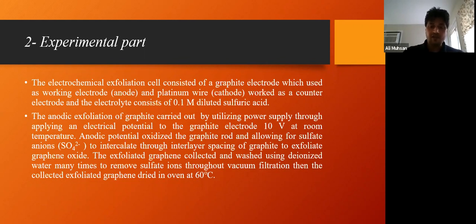The exfoliated graphene was collected and washed using deionized water many times to remove the sulfate anions through vacuum filtration. Then the collected exfoliated graphene was dried in an oven at 60 degrees Celsius.